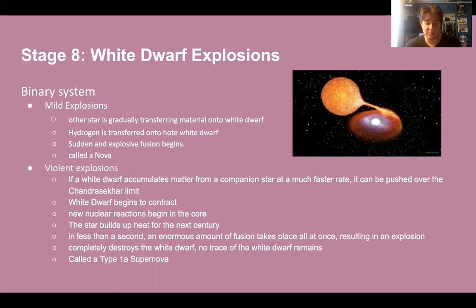If a white dwarf accumulates matter from a companion star at a much faster rate, it can be pushed over the Chandrasekhar limit. When its mass approaches the Chandrasekhar limit, it begins to contract, and as it does so, it heats up, and new nuclear reactions begin in the core. This simmering phase ends in less than a second, when an enormous amount of fusion takes place all at once, resulting in an explosion. The fusion energy produced during the final explosion is so great that it completely destroys the white dwarf. Afterward, no trace of the white dwarf remains. This has been the evolution of a low mass star in a binary system.